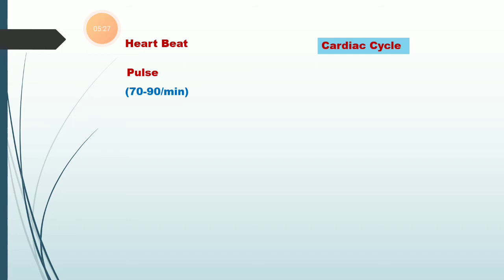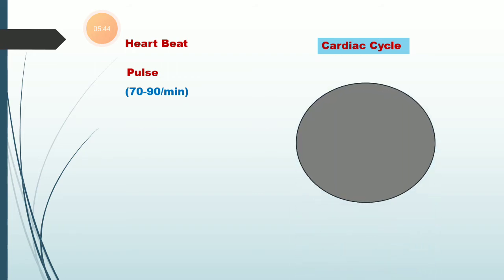Next, cardiac cycle. One completion of a heartbeat is called the cardiac cycle. It takes 0.8 second. Atrial systole, ventricular systole, ventricular diastole. In this cycle, considered as 0.8 second, it is divided into three. First one, atrial systole. Systole means contraction of the atria, 0.1 second.